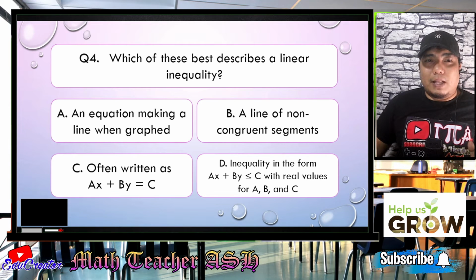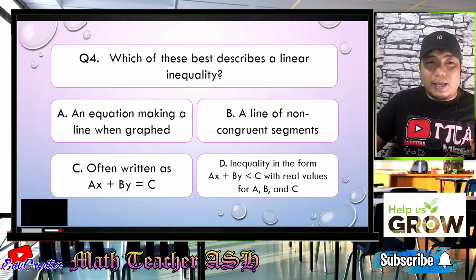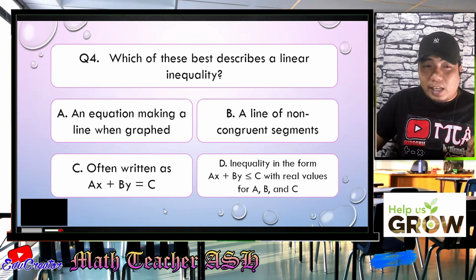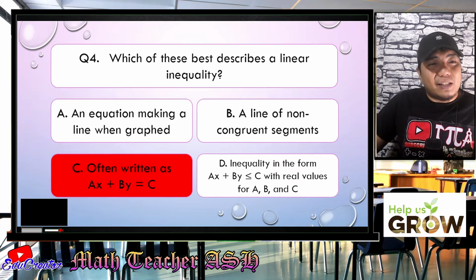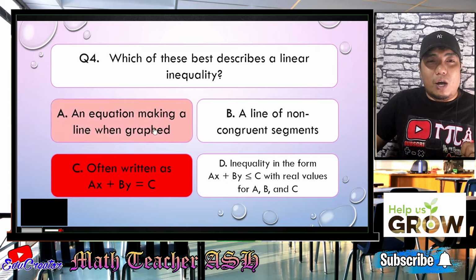Alright, my dear math learners, we are finding again linear inequality. As we can see, among the 4 choices, there is an equal sign here, so letter C is automatically the wrong answer. Of course, letter A also pertains to an equation, so therefore, it is also the wrong answer.